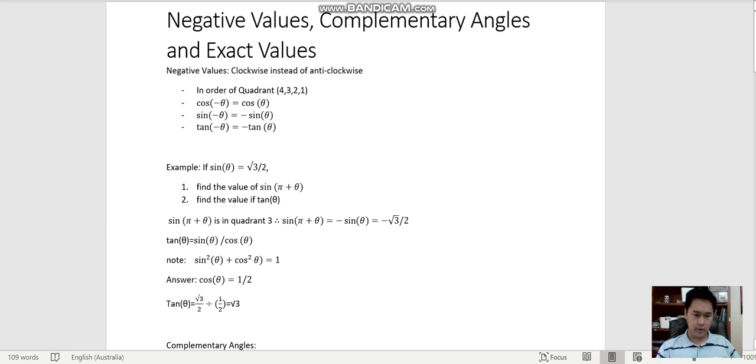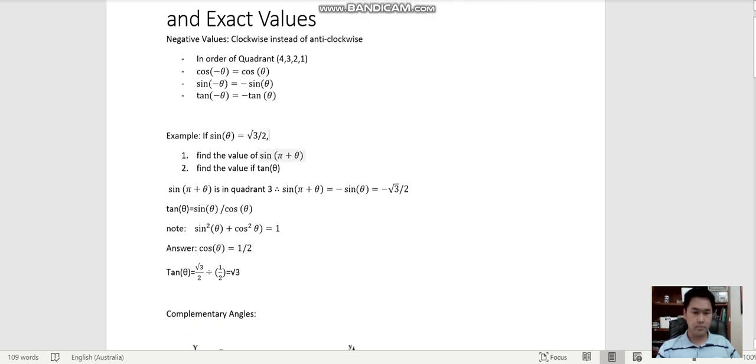So if this is sine of theta, find tan of theta. You know that tan of theta equals sine of theta divided by cos of theta. From the previous video, sine squared theta plus cos squared theta equals 1. You make cos squared theta the subject, sub in root 3 over 2 as sine, and square root the whole thing, so cos of theta is 1 over 2. When you divide root 3 on 2 by 1 over 2, you get tan of theta is root 3.